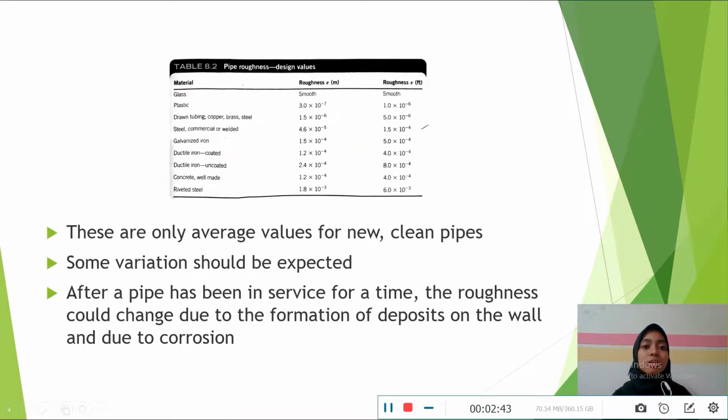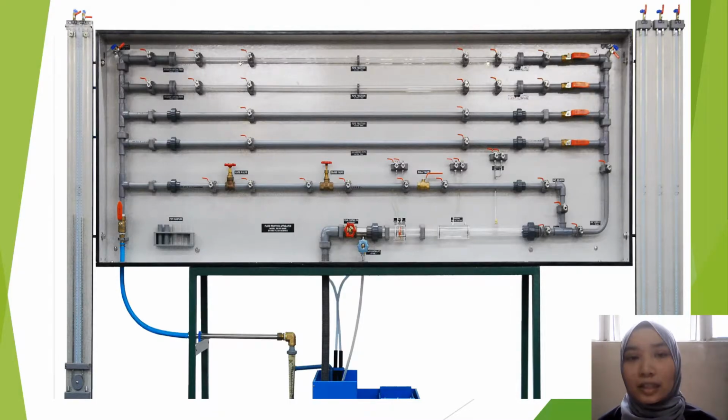So here is table 8.2, the pipe roughness design values. Different materials have different roughness. These are only average values for new clean pipes. So some variation should be expected when conducting the experiment, because a pipe may have been in service for a long period of time. Now I will explain the details of the procedure.